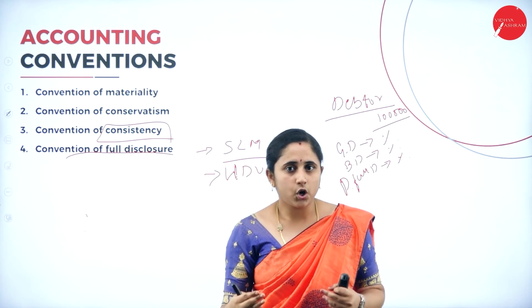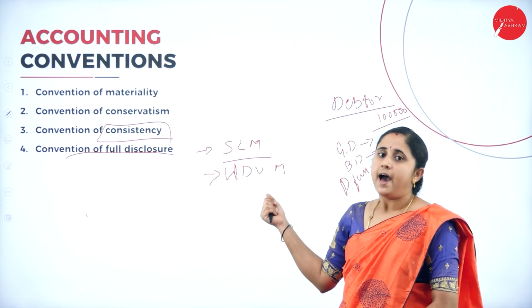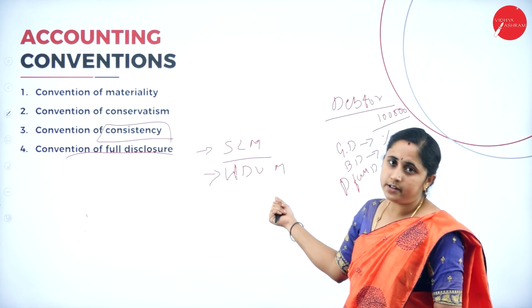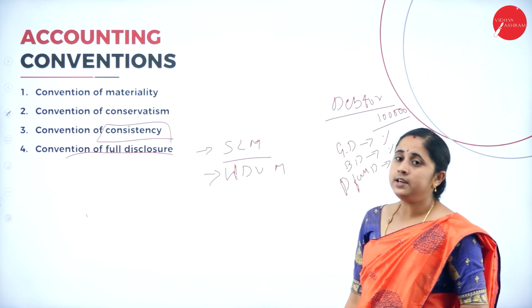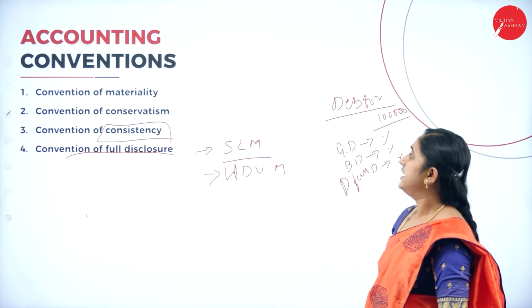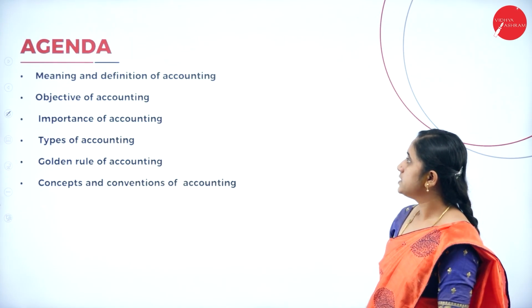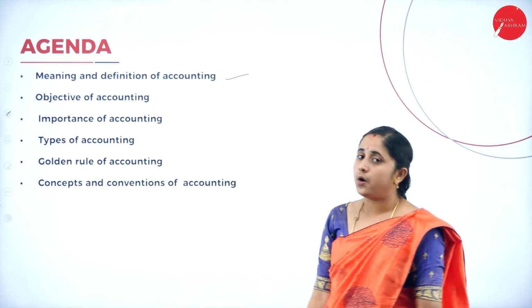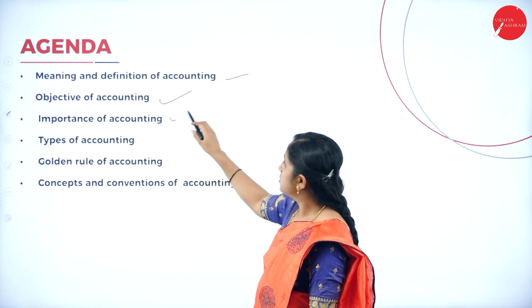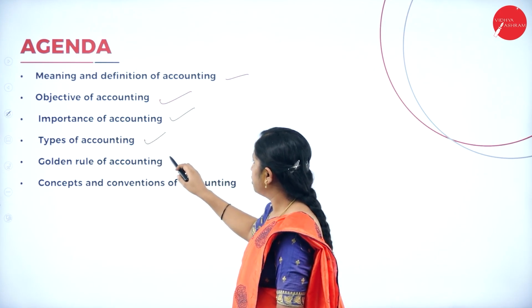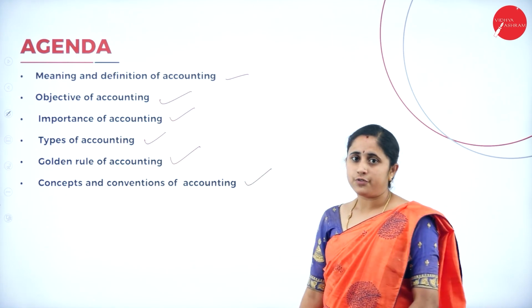You should disclose all the information which is needed by the investor as well as the accountant and whoever needs it. So, this is all about the accounting conventions. In today's session, we discussed the meaning and definition of accounting, the objective and importance of accounting, types and golden rules of accounting, and the concepts and conventions of accounting.